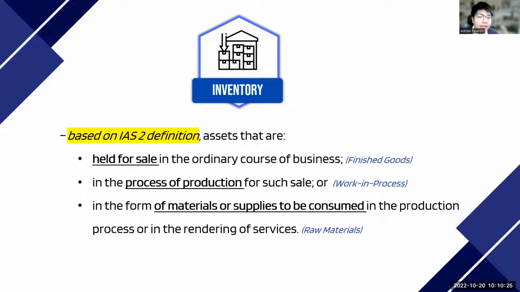That based on IAS 2, assets that are held for sale in the ordinary course of business or finished goods, those that are in the process of production or work in process, and those in the form of materials or supplies to be consumed or raw materials are considered inventory. So this is the strict definition of what an inventory is. Now, we move on to ano ba yung mga different classifications of inventory.